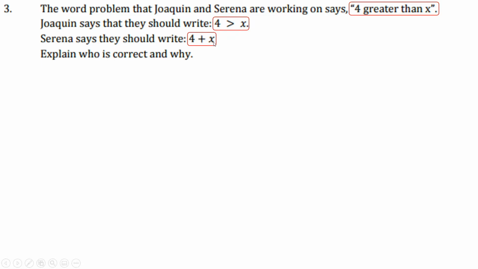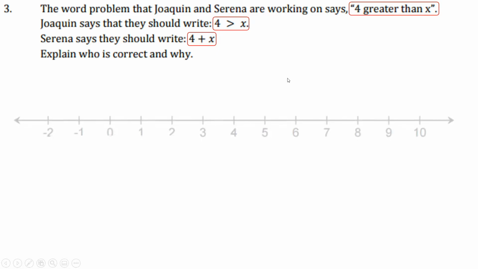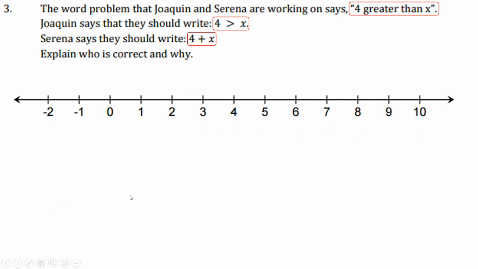4 greater than x. So if I have some number x and I add 4, would that be 4 greater than that x? I'm banking on Serena right now. So explain who is correct and why. Let's justify. All right. So let's let x equal any number. How about we say x equals 2? So that 2 is now x.